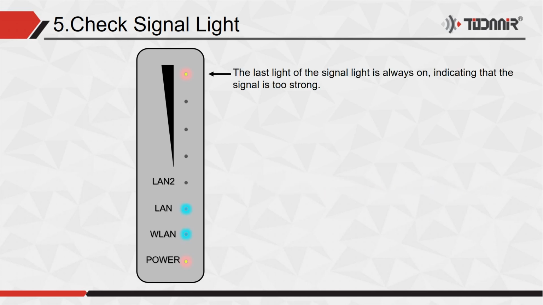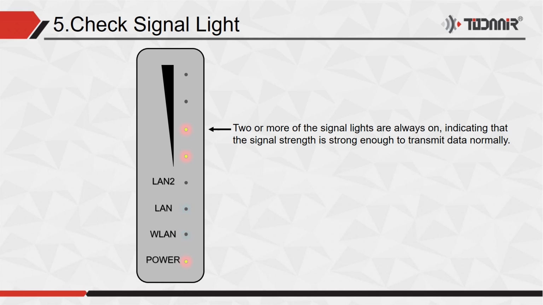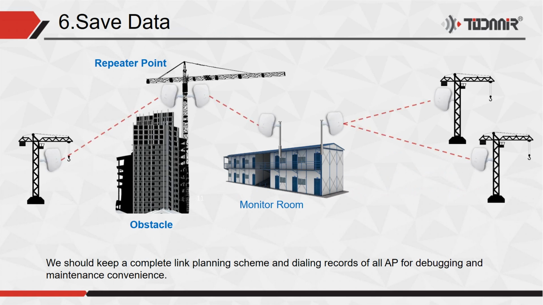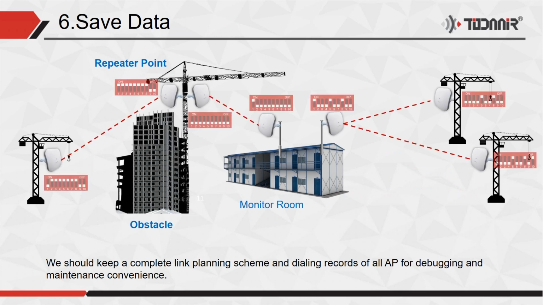The last light of the signal light is always on, indicating that the signal is too strong. If 2 or more of the signal lights are always on, the signal strength is strong enough to transmit data normally. If the signal light only shines the weakest one, the strength is not enough for transmission. The signal strength can be optimized by adjusting the installation angle, changing the dial code, or changing the distance parameter by entering the setting interface. We should keep a complete link planning scheme and dialing records of all AP for debugging and maintenance convenience.